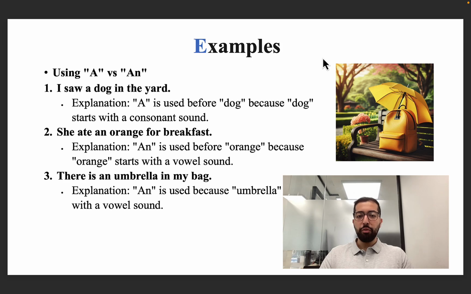I saw a dog in the yard. A is used before dog because dog starts with a consonant sound. She ate an orange for breakfast. An is used before orange because orange starts with a vowel sound. And it's good if you look up vowel sounds on Google and know what they are. There is an umbrella in my bag. An is used because umbrella starts with a vowel sound again.